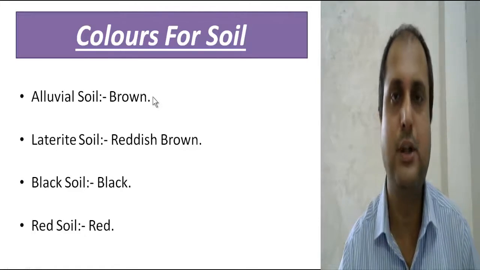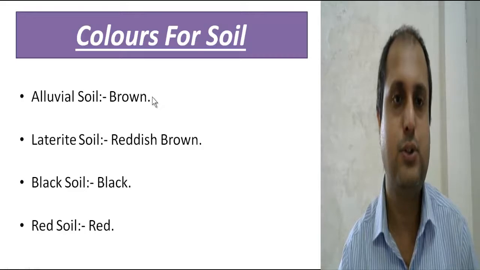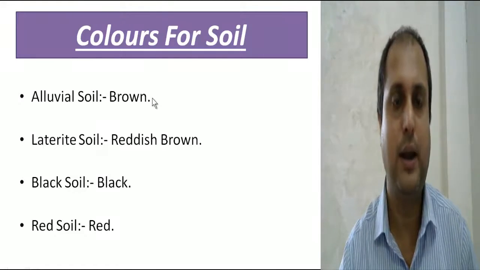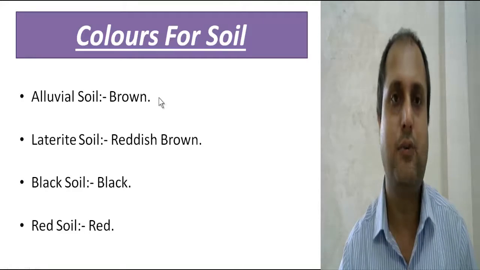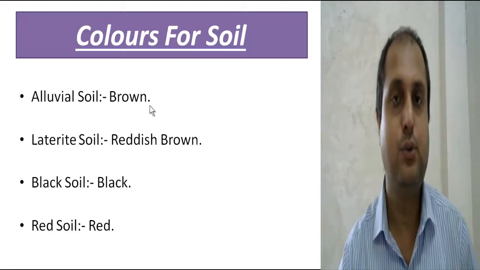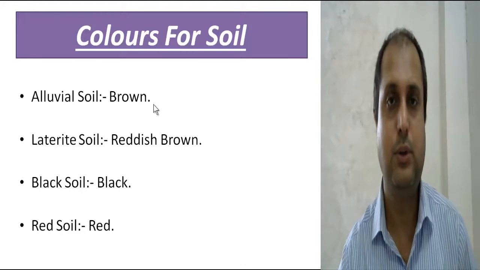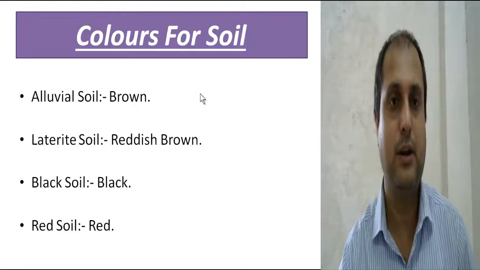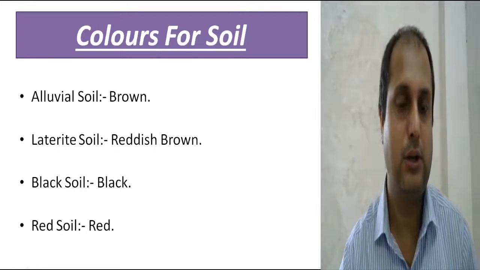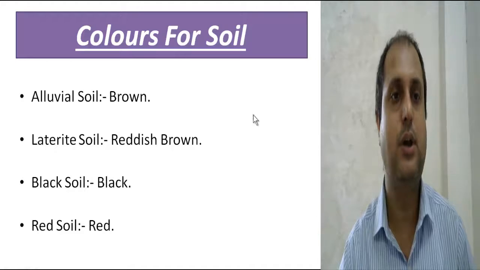soils. Like the alluvial soil, the alluvial soil should always be used with the brown color. If you want to highlight the alluvial soil, it should always be with the brown color. It has been set by the ICSE board. So if you use any other color, it would lead to the deduction of marks. So you have to be very careful at the time of highlighting the alluvial soil. It should always be used with the brown color.